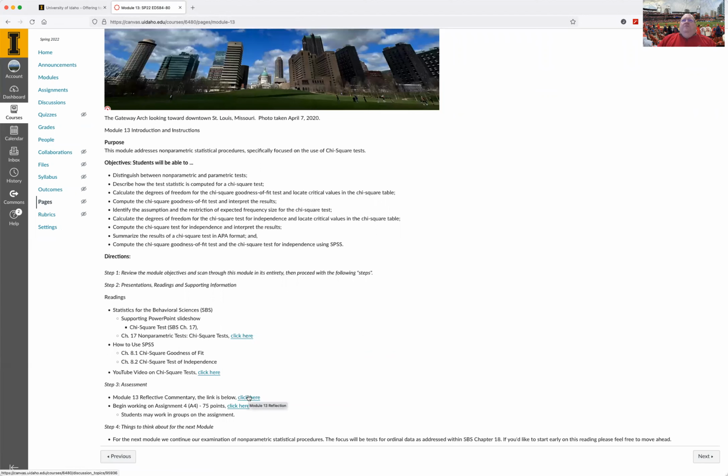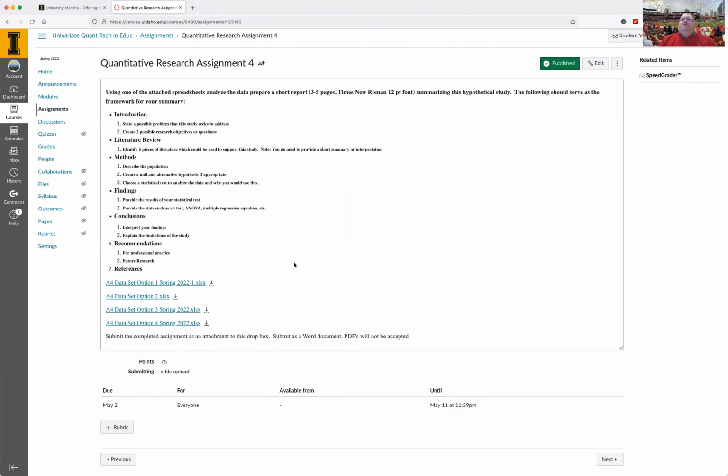And then we'll have the reflective commentary due. And then we'll allow you to begin working on assignment 4. And this is worth 75 points. And this is going to be different. So what I've done is I've given 4 different data sets. I'm going to turn you loose to go in and look over the data sets, determine what quantitative statistical analysis that we've gone over during the semester, and have you run the stats.